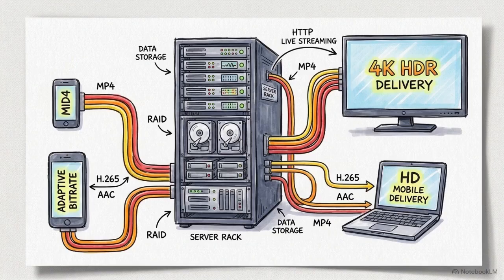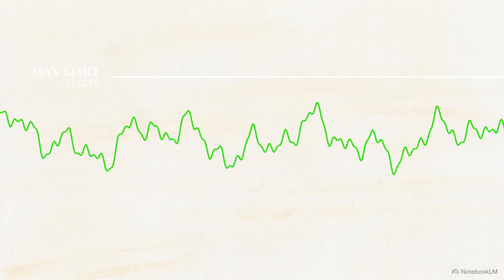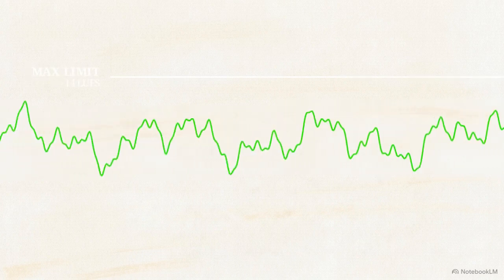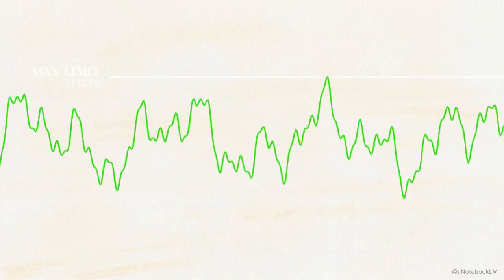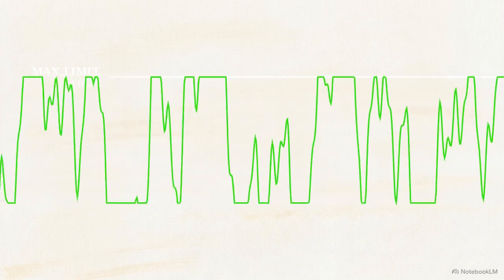The final stage is preparing the master file for multiple platforms without compromising the engineering. This requires audio normalization to lock the project to industry loudness standards. This line represents -14 LUFS. If the audio exceeds this threshold, streaming platforms will automatically crush the waveform, flattening the dynamic range of the climax.